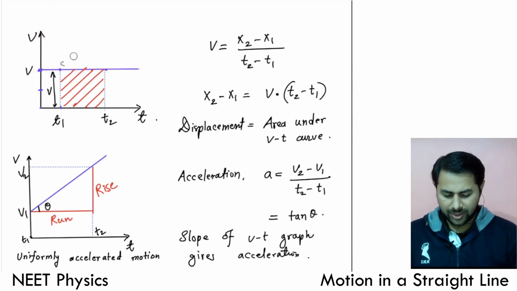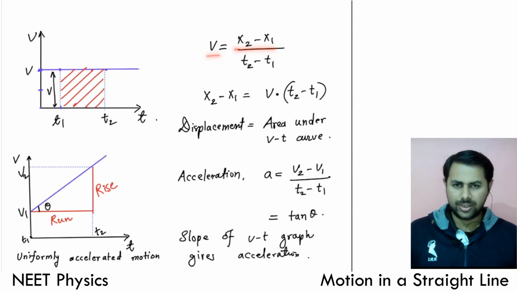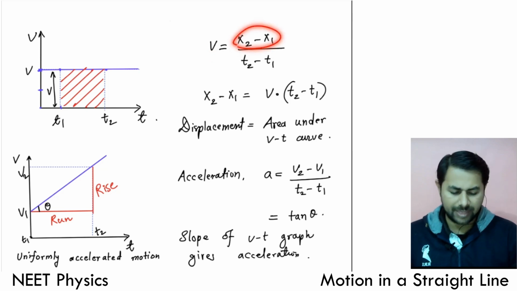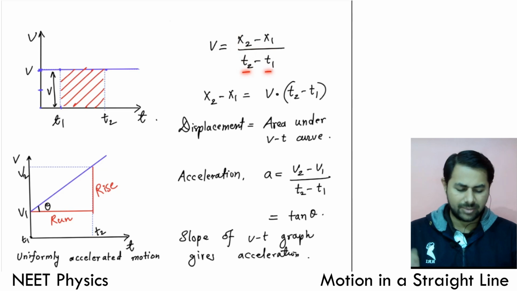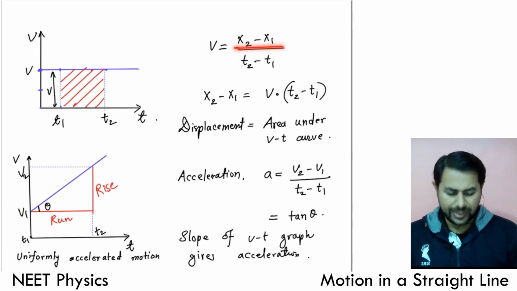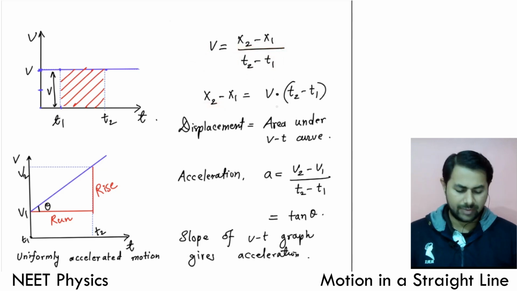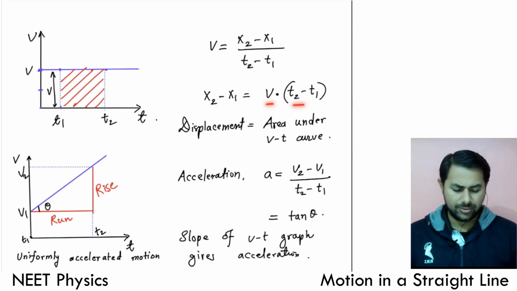So here, we know that velocity is what? Change in position divided by change in time. This is displacement upon time. So x2 minus x1 is displacement, t2 minus t1 is time. Take t2 minus t1 to this side. So what do you get? You get x2 minus x1 is equal to v into t2 minus t1.